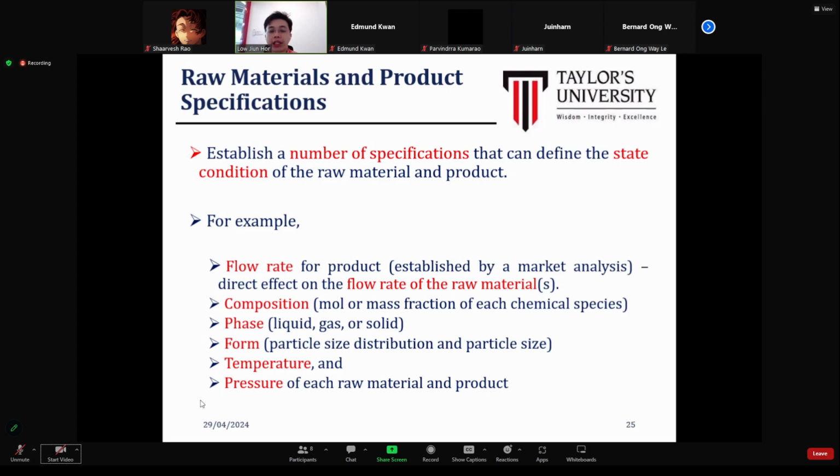All this information, once you have collected it, make sure you include it in your data bank or data list, so that later when you want to do the mechanical design of the unit operation, you can directly refer to the information here.